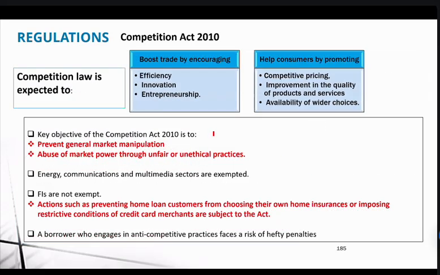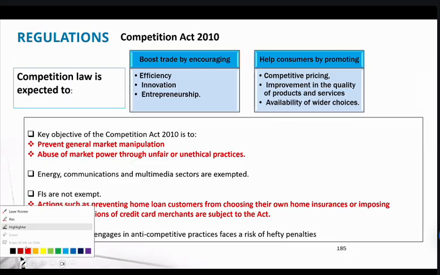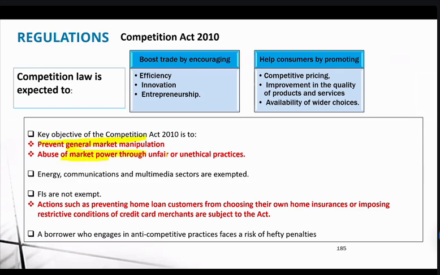So here, this tries to encourage fair trade, competitive pricing, efficiency, and innovation. We want to prevent general market manipulation and we want to prevent abuse of market power for unethical practice. Take note, energy, communications, and multimedia are exempted.